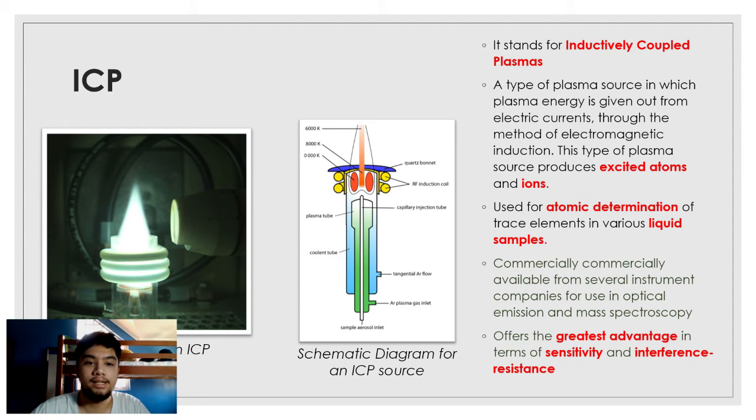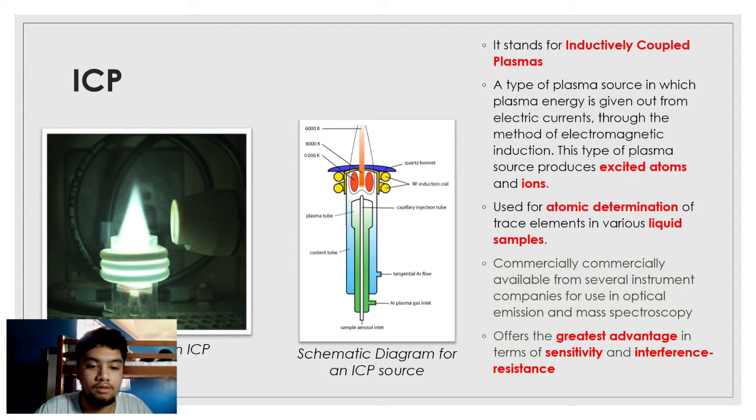Out of the three types of plasma source, the ICP offers the greatest advantage in terms of sensitivity and interference resistance. There are actually three types of ICP, but I will not be mentioning the other two types, as I will only be focusing on the ICP itself. So this is an example of an ICP, inductively coupled plasma.